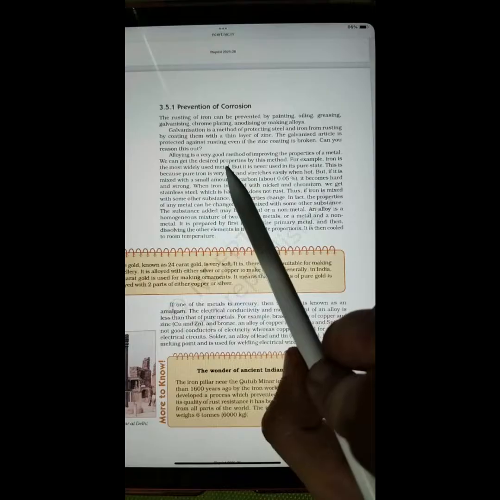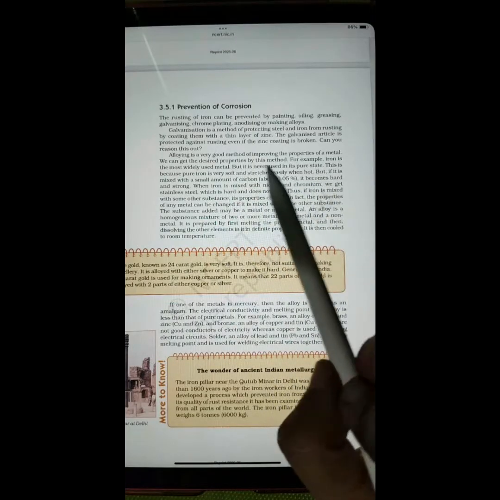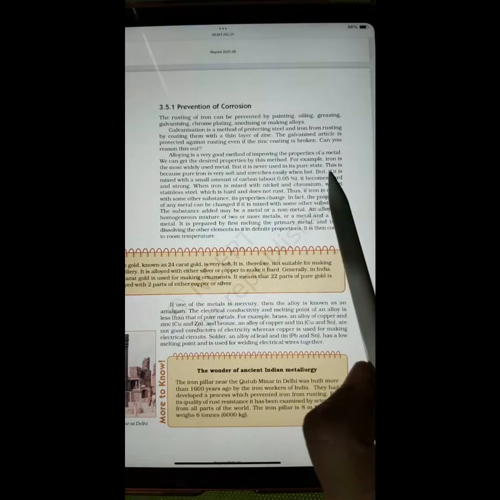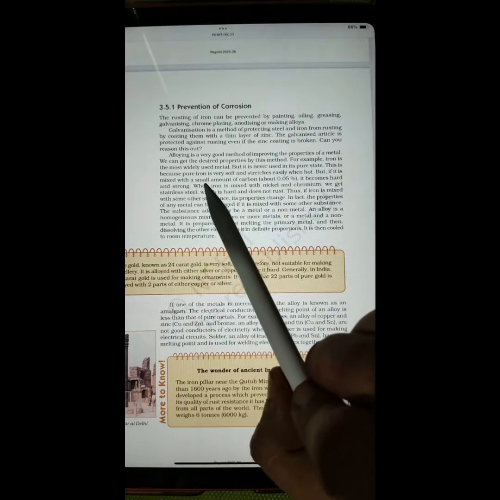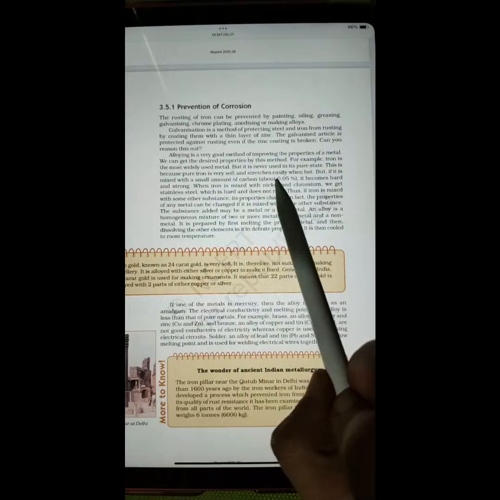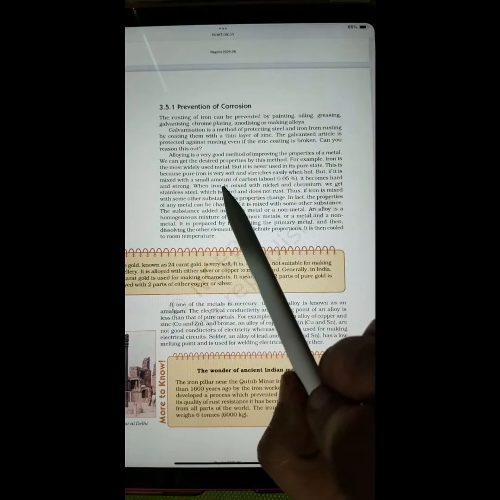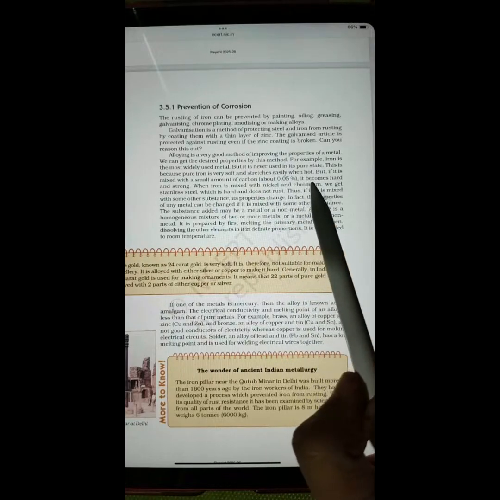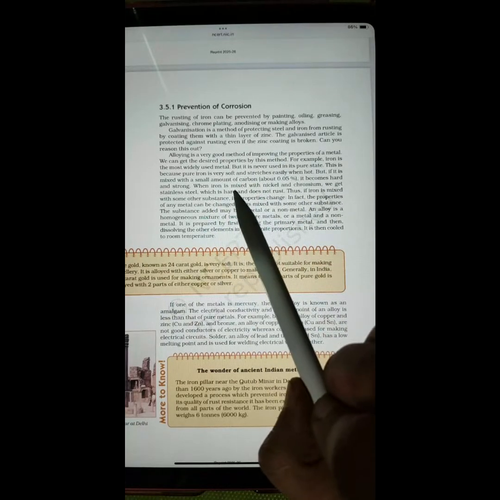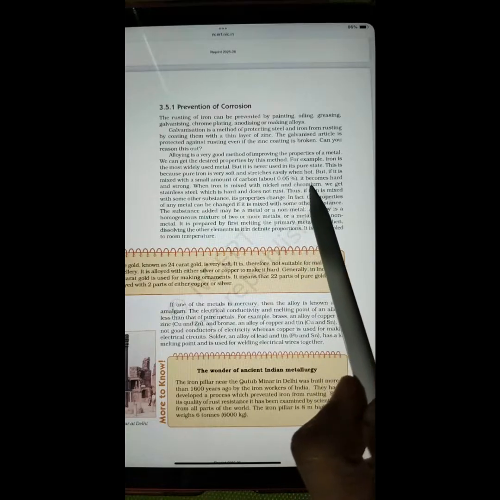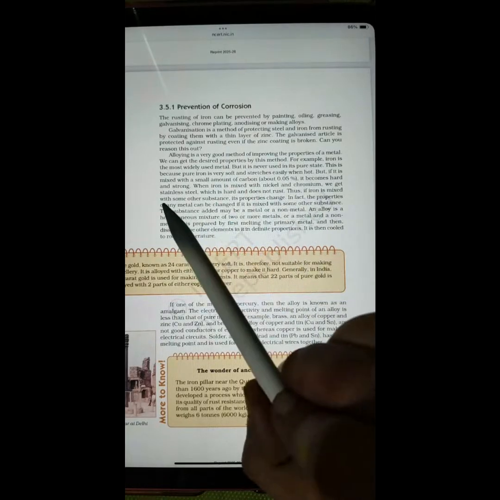Alloying is a very good method of improving the properties of a metal, which can get the desired properties by this method. For example, iron is the most widely used metal, but it is never used in its pure state. This is because pure iron is very soft and stretches easily when hot, but if it is mixed with a small amount of carbon, say about 0.05%, it becomes hard and strong.